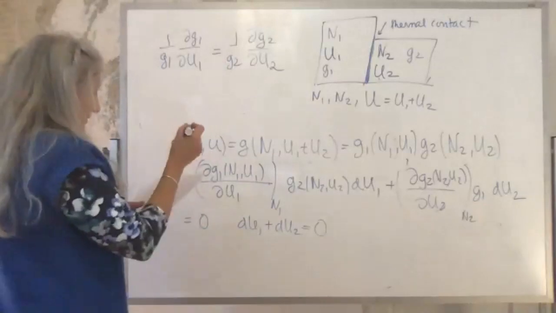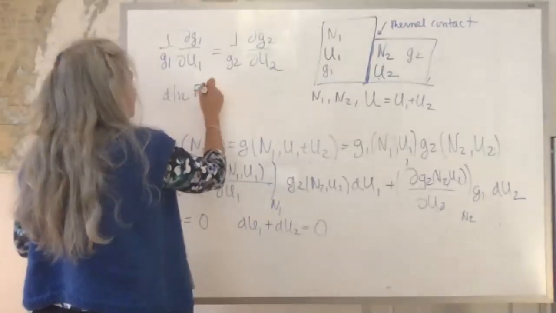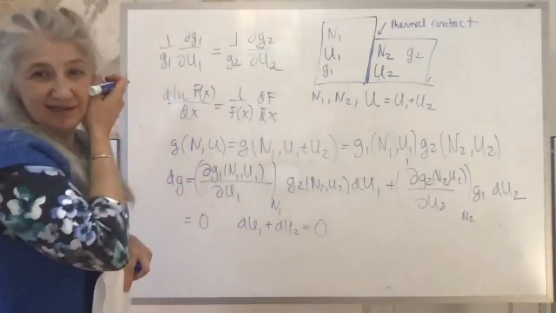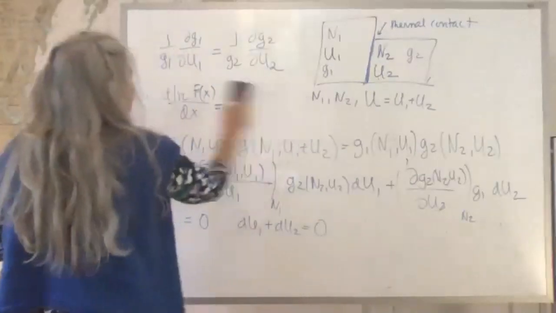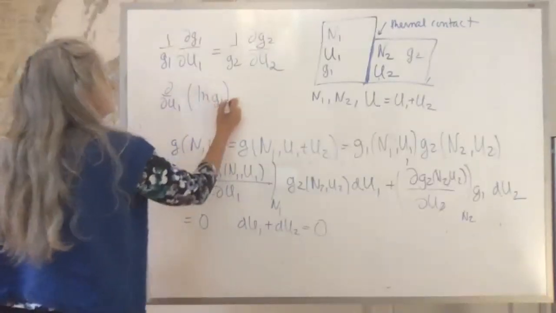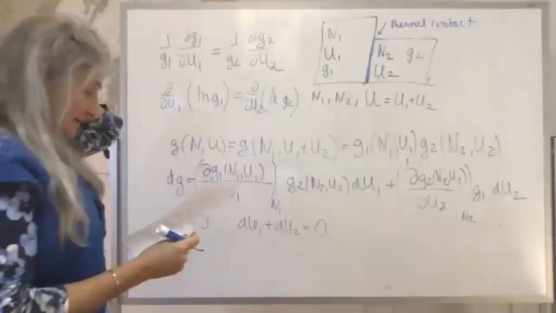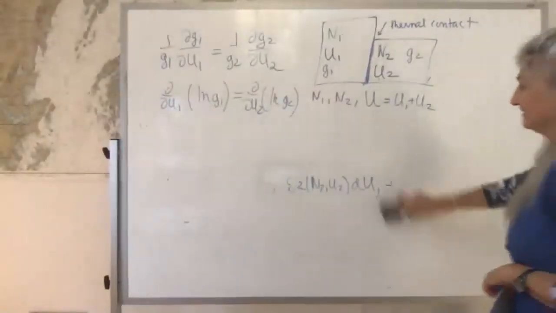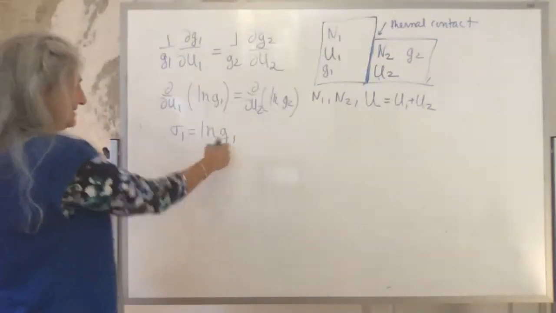So it helps to remember that d ln f of x, dx is equal to 1 over f of x, df dx. Do you remember how to do the chain rule with a natural logarithm? So this is 1 over something times the derivative of something. So I can write this as d/dU1 of ln g1 is equal to d/dU2 of ln g2. This is getting at why we define entropy as a log too. So the entropy is the log of the multiplicity function.